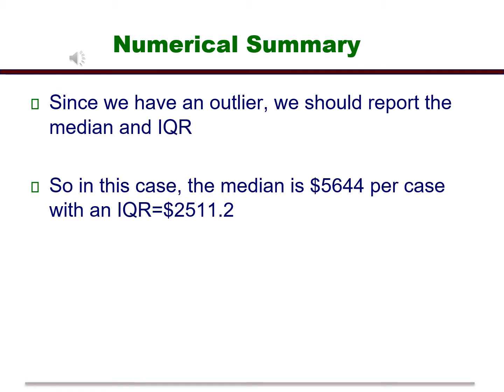Since there is at least one outlier in the data, we will report the median and IQR. So the median cost per case is $5,644 and the IQR is $2,511.20. Now let's draw conclusions.